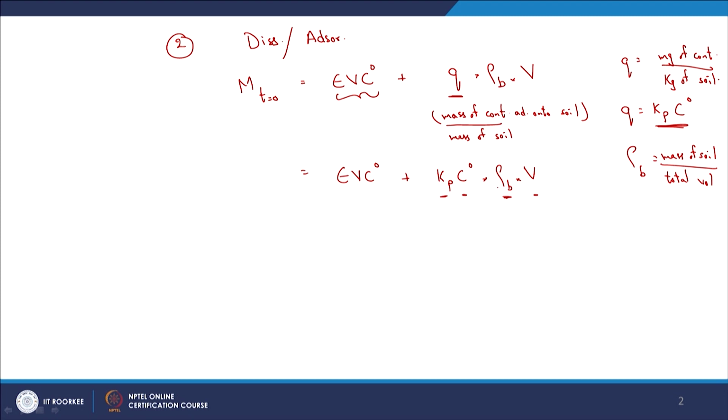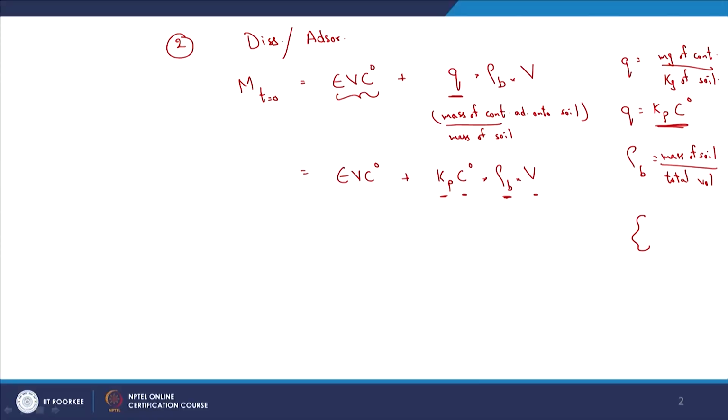One other aspect though: what is this partitioning coefficient dependent upon? Let us say I have a soil particle with compounds adsorbed onto it, and I have water out here. There is going to be equilibrium between the two phases: the compound in the dissolved phase and the compound adsorbed onto the soil.